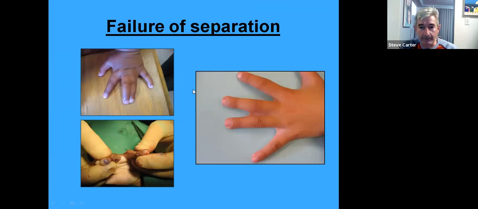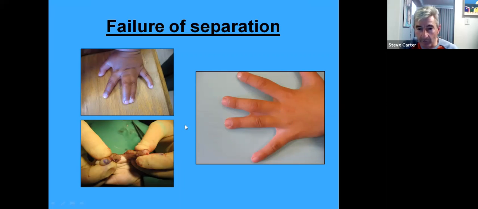All right, failure of separation. A classic example, and a common thing we see, is syndactyly: failure of separation of the fingers. The one on the top left, middle and ring, is the most common. Complete or incomplete, simple or complex. Fairly simple classification. Top left is complete simple, there's no bony attachment. Complex is when you've got a bony attachment. The slide on the right is incomplete simple.